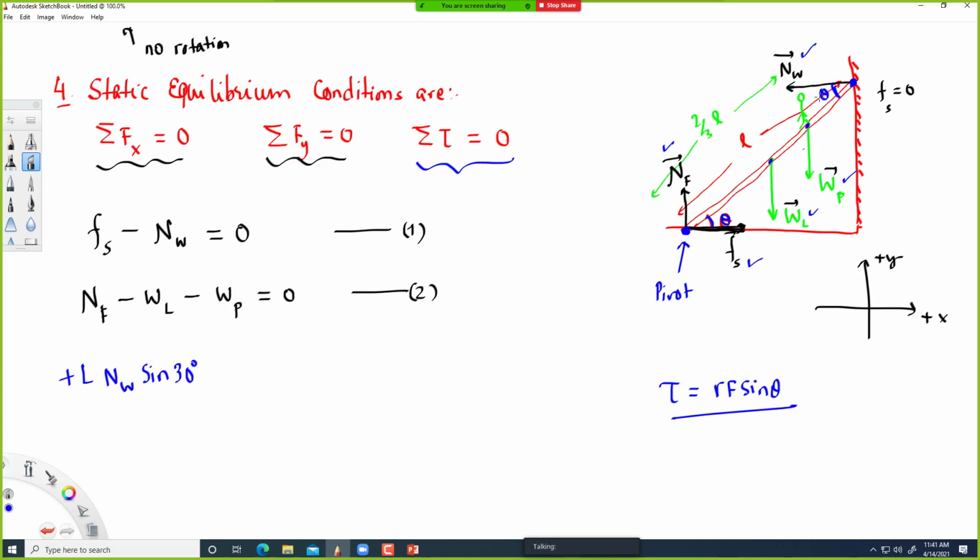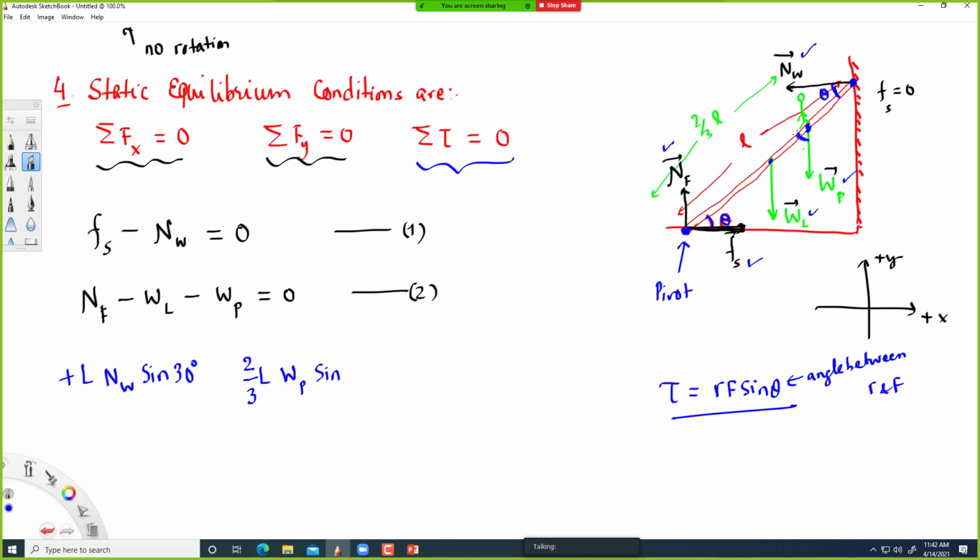Now the next force is this weight. To find the torque produced by this weight, first think about the distance between this force and the pivot, which is 2/3 L. So distance is 2/3 L, and our force is W P. Sine, what's the angle between the L and W? This angle. This angle is the angle between R and F.